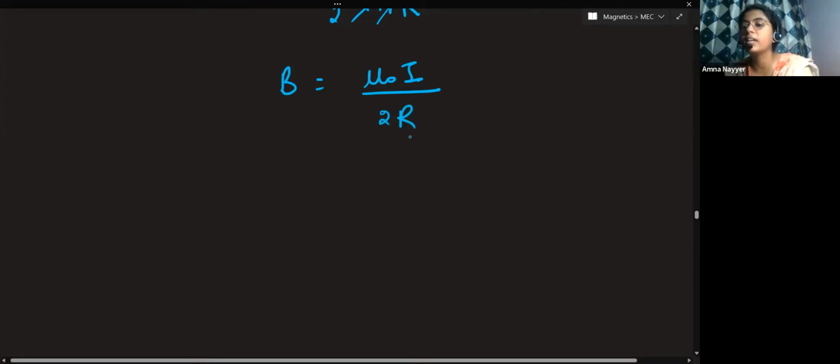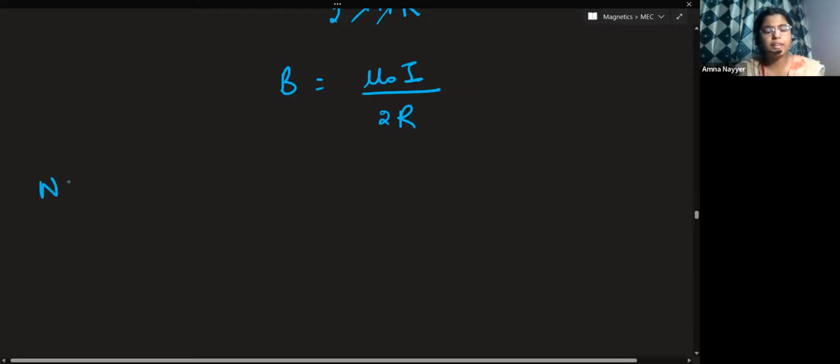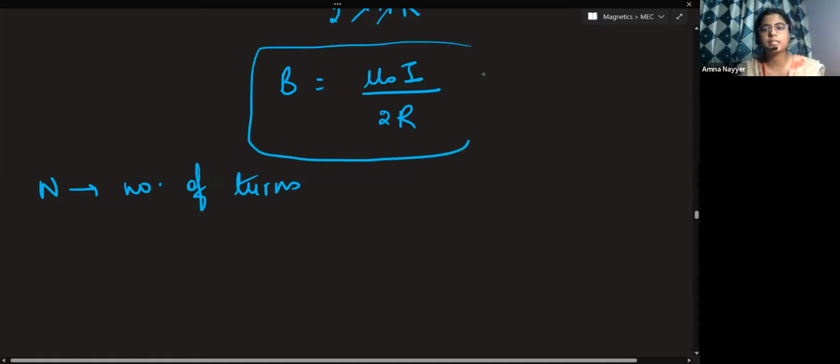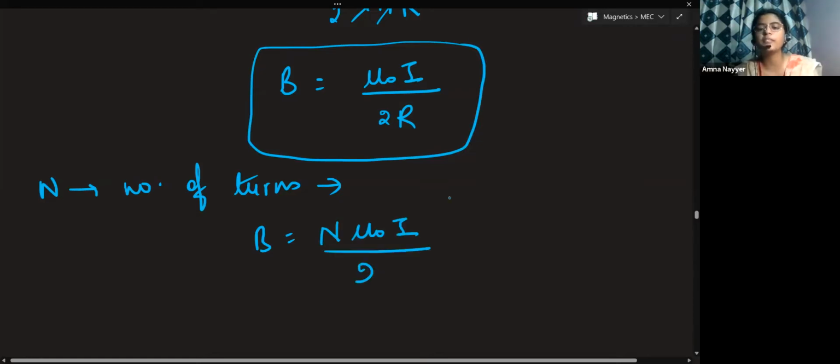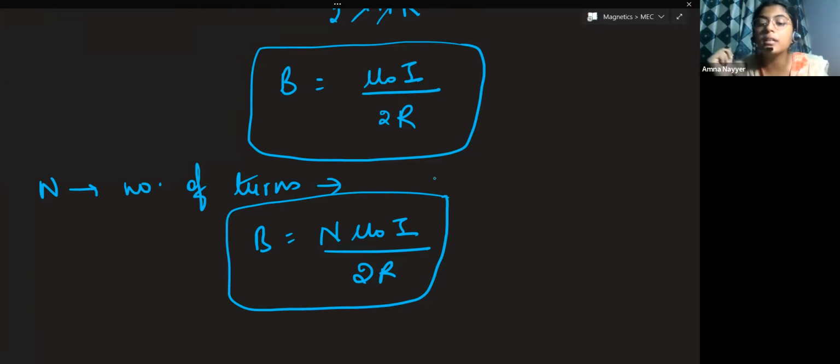Now, this is valid when a single coil, a single circle, is given. Let's say n is the number of turns, so more coils are there. If n is the number of turns, then B will be equal to n times mu naught I by 2r. This becomes the formula if n turns are there. So be sure about the number of turns. If the number of turns is mentioned in the question, multiply it with the resultant magnetic field or put it in this formula.